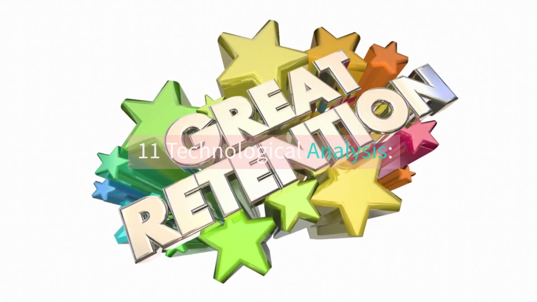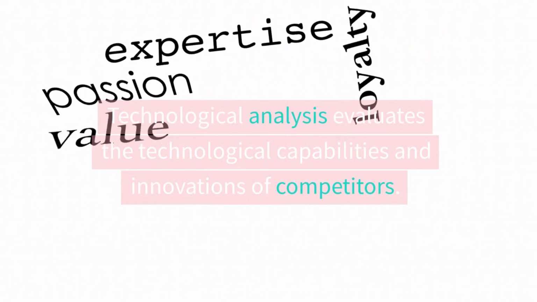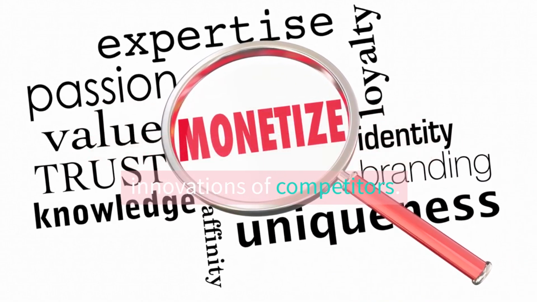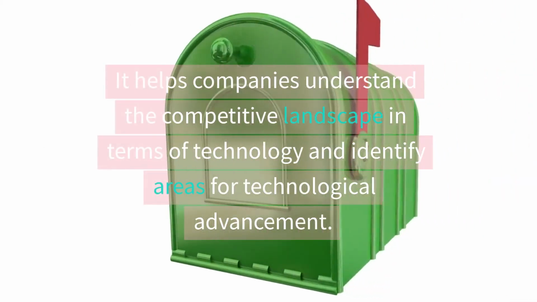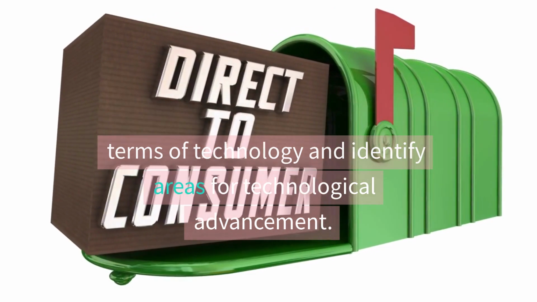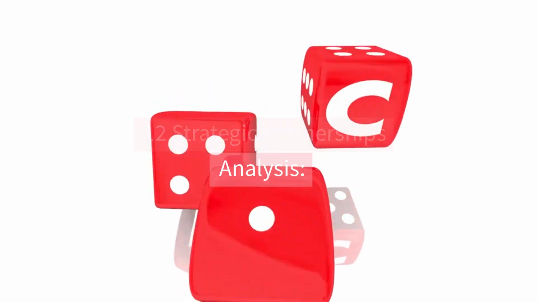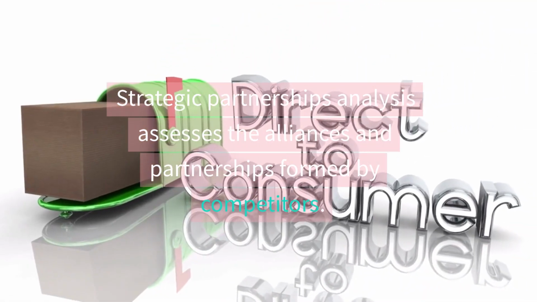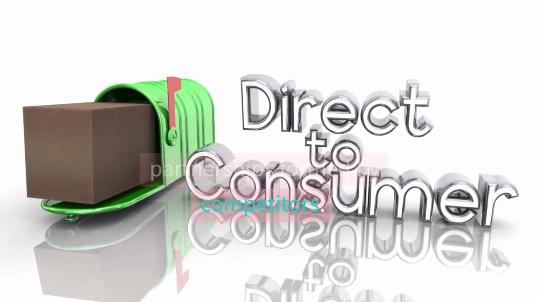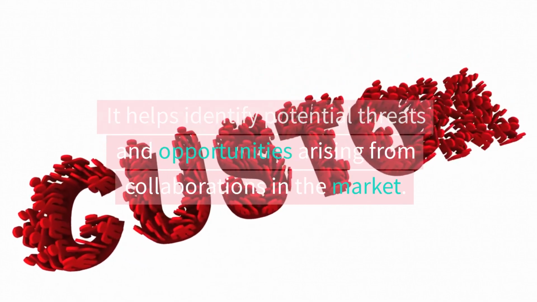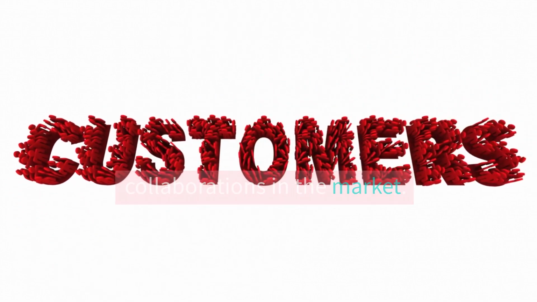11. Technological analysis. Technological analysis evaluates the technological capabilities and innovations of competitors. It helps companies understand the competitive landscape in terms of technology and identify areas for technological advancement. 12. Strategic partnerships analysis. Strategic partnerships analysis assesses the alliances and partnerships formed by competitors. It helps identify potential threats and opportunities arising from collaborations in the market.